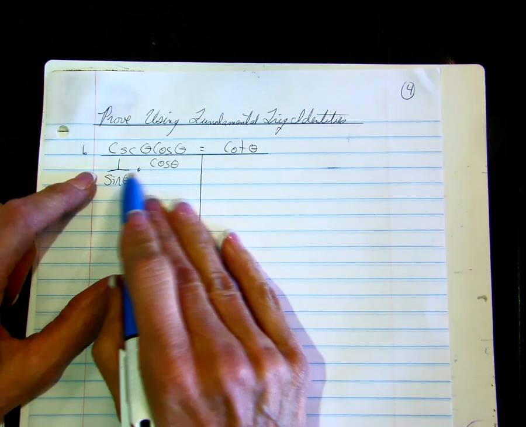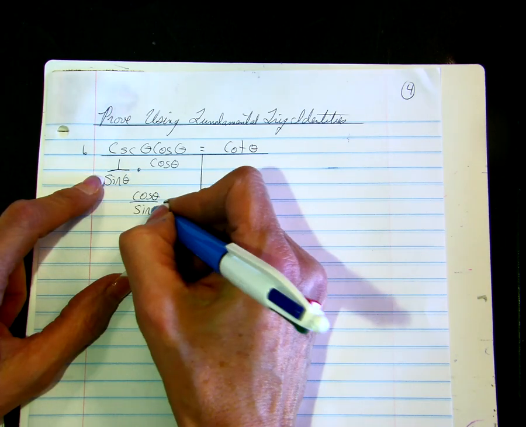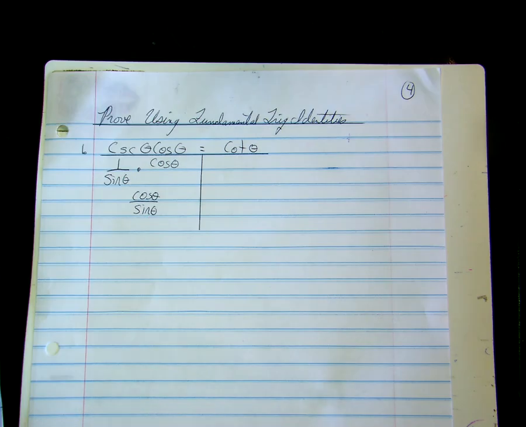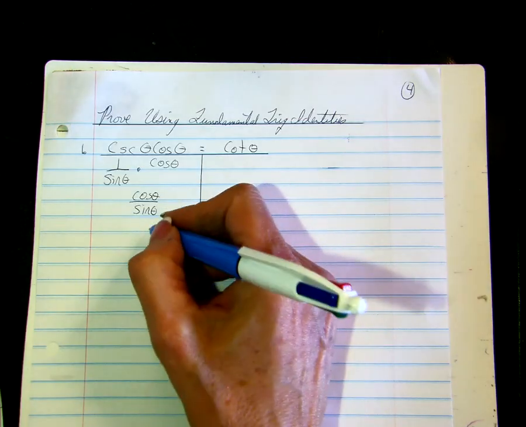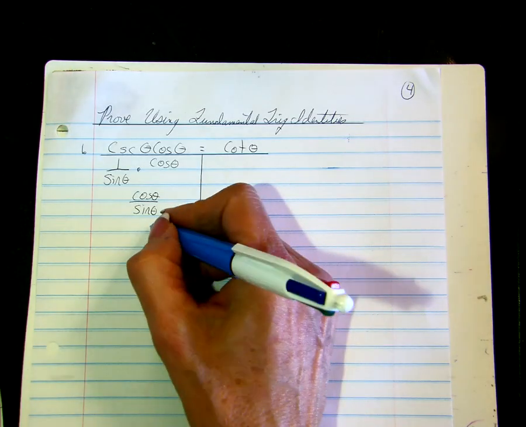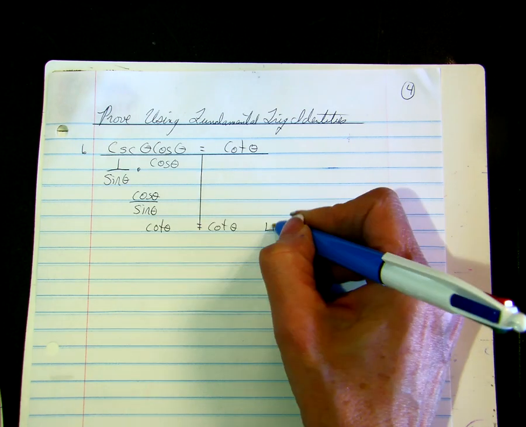Okay, how do I multiply fractions? Numerator times numerator, denominator times denominator. I end up with cos theta over sine theta. Okay, what is that? What is cos theta over sine theta? It's cotangent theta. I've got left side equals right side. I'm done the proof. Okay, it's that easy.